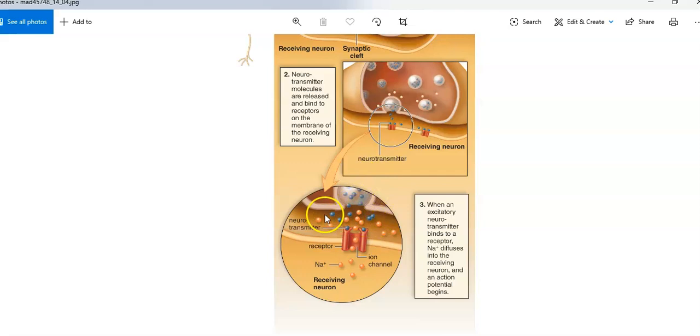It's the neurotransmitters that are in the cleft. How many of them are there? How much of them are there? How long are they there? That's a big deal, folks.